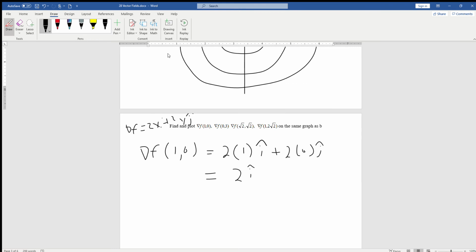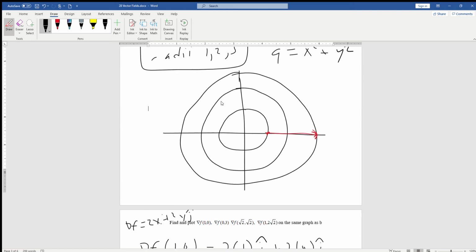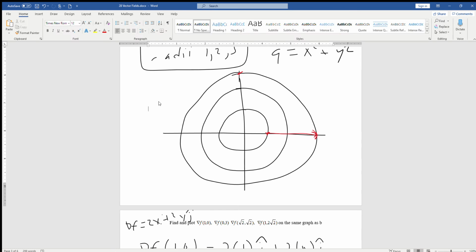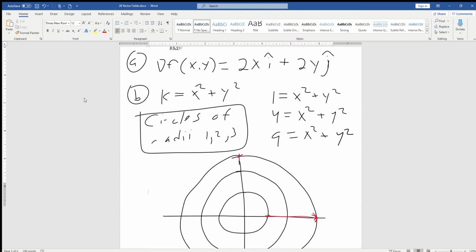Another one we have is del f at (0, 3). So that's going to be 2 times 0i plus 2 times 3j, or that's just going to be 6j. So we're going to go to the point (0, 3), and just imagine that we're going to have a vector of magnitude or length 6, and so that vector is just going to shoot directly up, and it's going to look something like that.